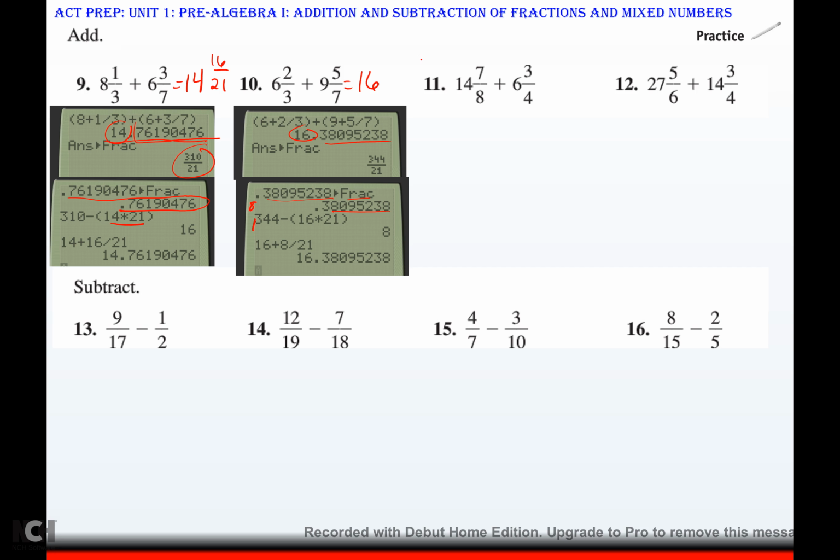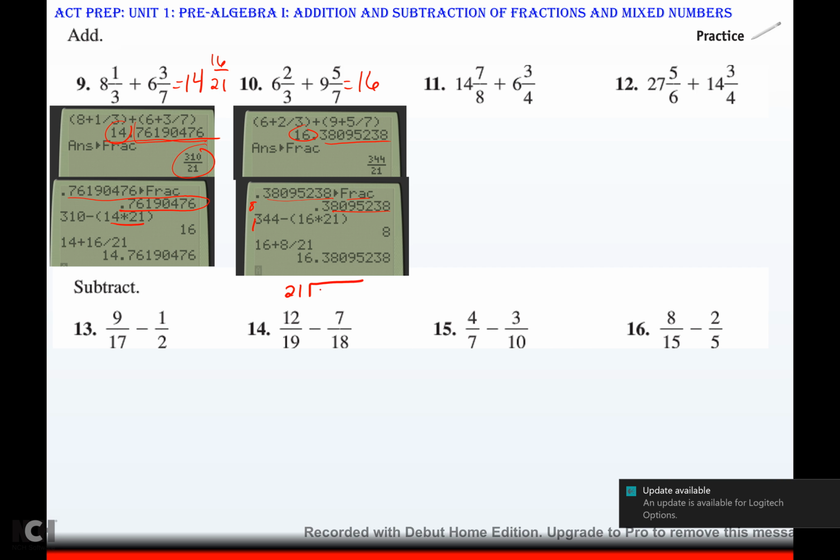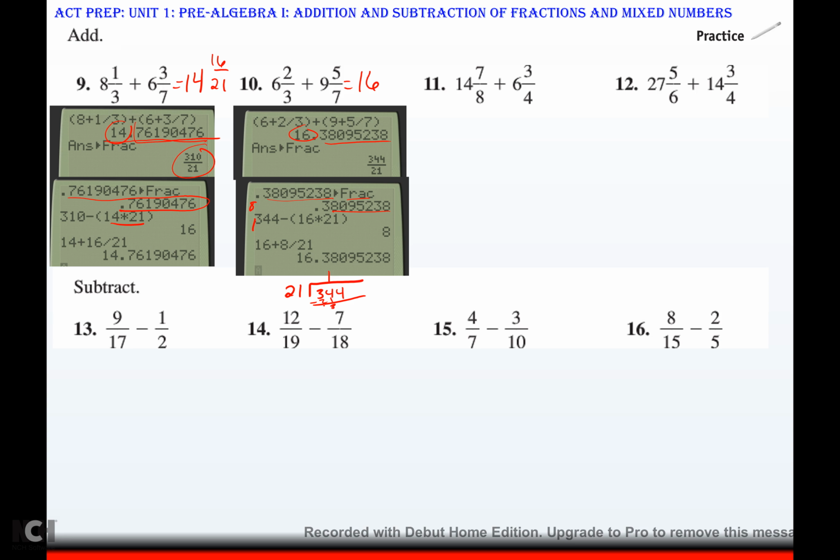Okay, so I have to do it kind of by hand, and this says that 21 goes into 344 16 times. So 21 goes into 34 once. Take away 21 leaves 13. 134, that goes 6 times. That's 126, which leaves 8 left over. So I have 16 and 8 over 21.